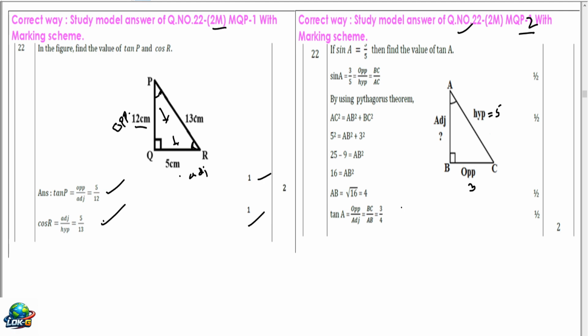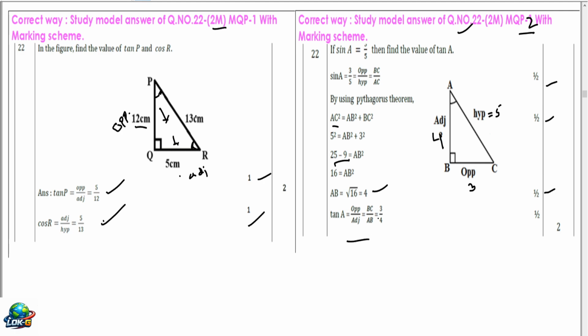One side is missing. Then you can use the Pythagoras theorem. In a right angle triangle, the square on the hypotenuse is equal to the sum of the squares on the other 2 sides. AC square is equal to AB square plus BC square. AC is 5 square. AB square, put it as it is. BC square will be 3 square. You get 25. Take 3 square, 9, to the left. 25 minus 9 is 16. AB square is 16. AB will be root of 16, which is 4. Adjacent becomes 4. For getting 4 you will get half mark.